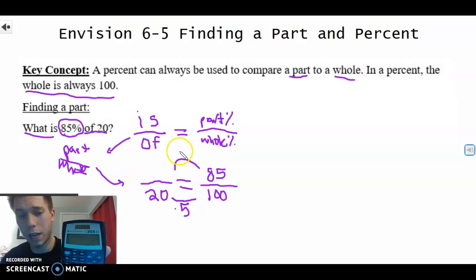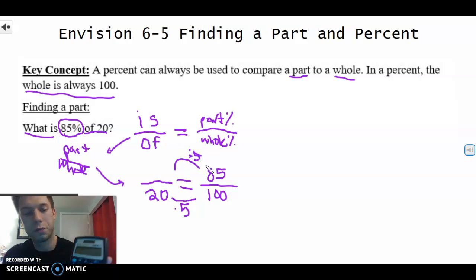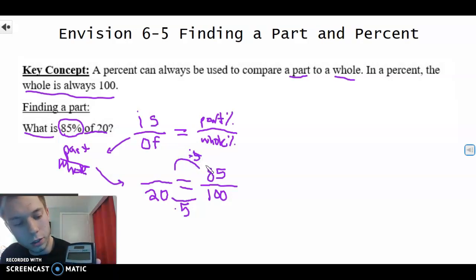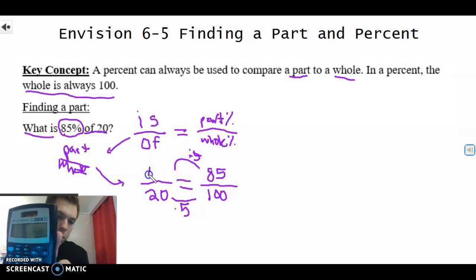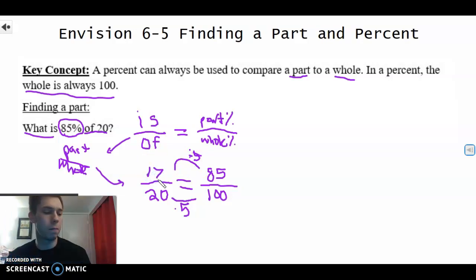So you know this number times 5 would get you 85. So now to go backwards, you're actually going to have to divide by 5. Let's go ahead and do this. So 85 divided by 5, and that's going to get us 17. So we know the missing part is 17. Okay, and this is one way that you can do it.